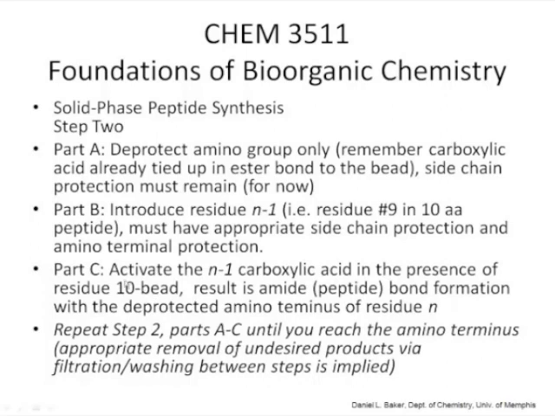our bound carboxy terminus. In this example, we're building a 10-mer here, so that's why it says residue 10 on the bead. And then we're going to generate an amide bond between those two peptides. And then we just keep repeating step 2 here until we've reached the amino terminus.